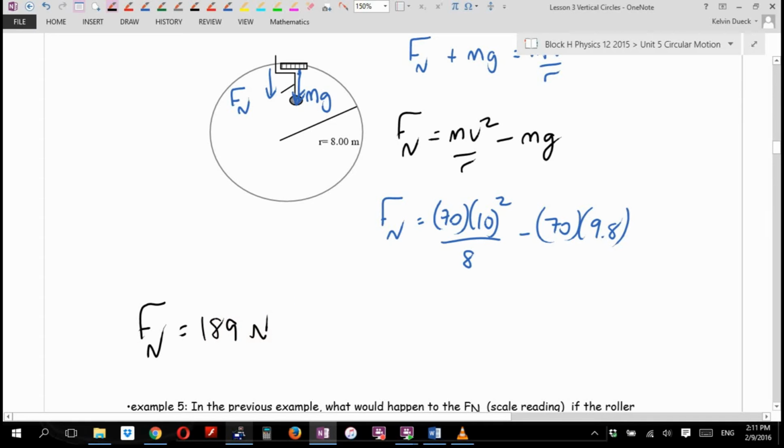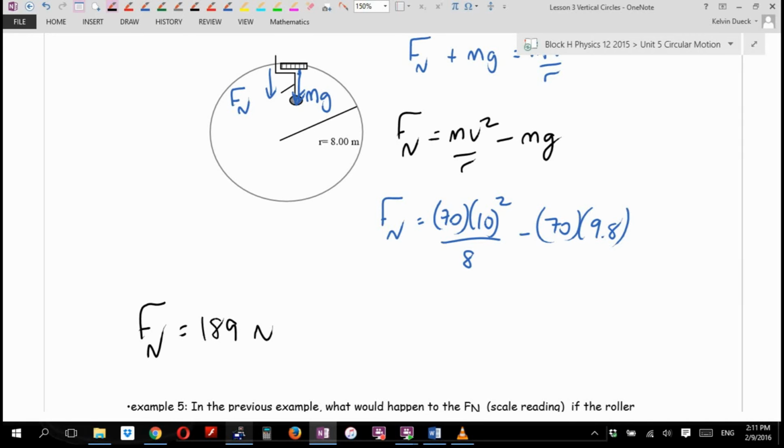Sorry? Because it's not. You're not. You're accelerating downwards. There must be a force pushing you downwards because you're traveling in a circle and the net force has to be pointing towards the center. Hold that thought. Come back to it.